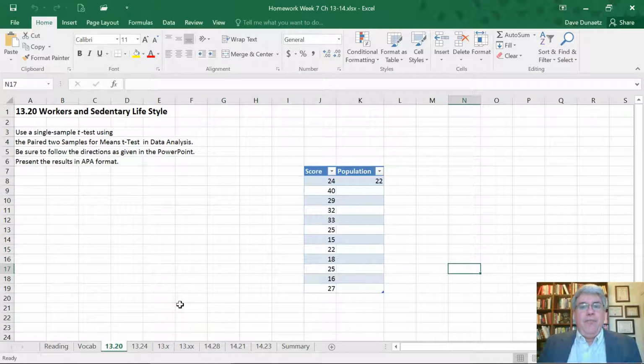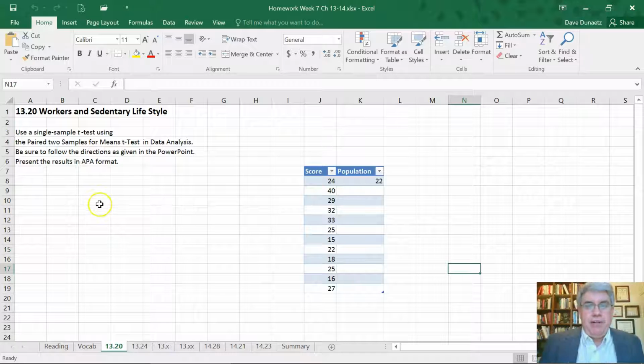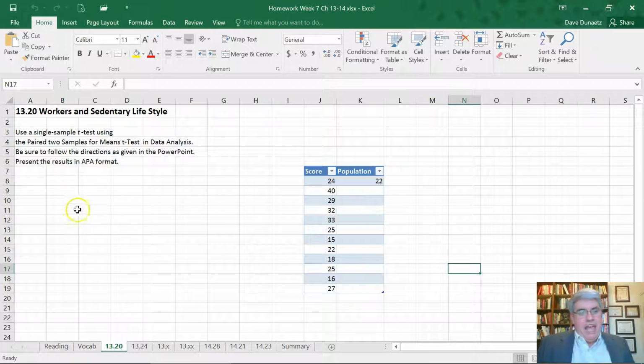In this study, we're going to look to see if a sedentary lifestyle has changed the body fat composition of men in a company. We have data from 1995 showing that men had an average of 22% body fat. And the human resources division of this company wants to see if that's changed. So they get data on about a dozen guys, and they have this data here in terms of percentage of body fat, and they want to see if this is significantly different than the 22% that they had before.